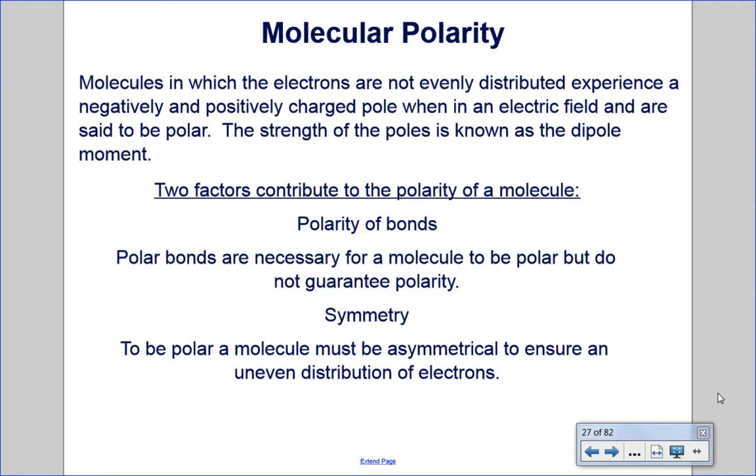Polarity of bonds. Remember, polarity of bonds is determined by the electronegativity difference of the two atoms involved in the bond. Polar bonds are necessary for a molecule to be polar, but do not guarantee polarity. What that means is you need to have polar bonds, but that is not the only condition necessary for a molecule to be polar. Second is symmetry. To be polar, a molecule must be asymmetrical to ensure an uneven distribution of electrons.